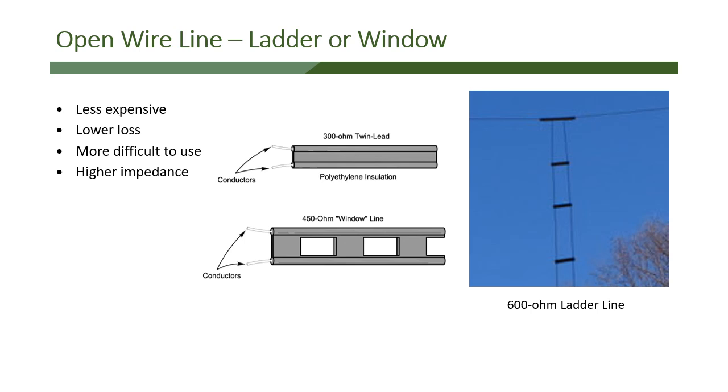Oftentimes that roll-up J-pole was a window line. And window lines can be used as part of an antenna for transmission impedance line matching as well, which we'll be leaving for the general course. But just keep in mind you can use these. They're effective. They have less losses, but they can be a little bit more difficult to use.